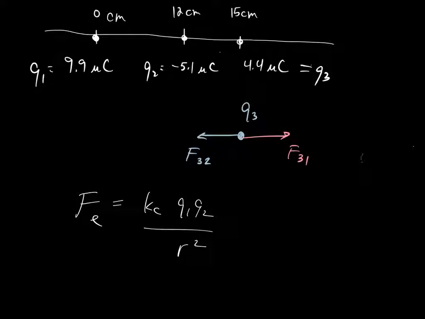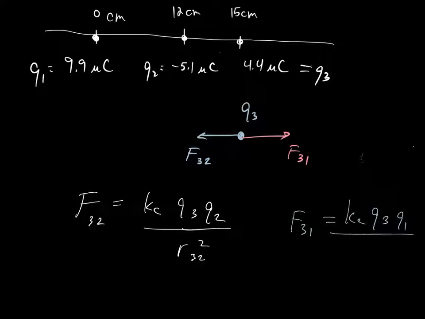It just means 2 different objects. So in this problem, when I'm calculating F31 and F32, erase these subscripts, please. If I want F32, I need Q3 and Q2 over R32 squared. If I'm trying to calculate F31, I'm going to use KC Q3 Q1 over R31 squared. So recognize that the formula, the subscripts come from whichever particle you're identifying.